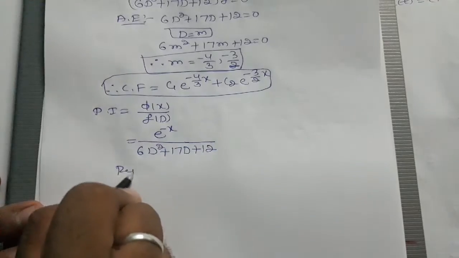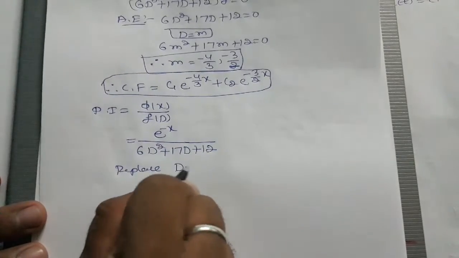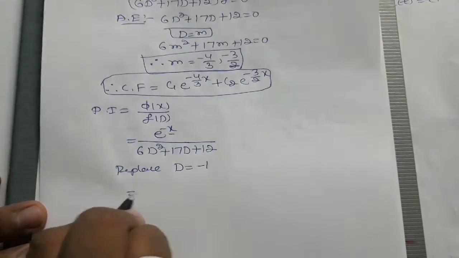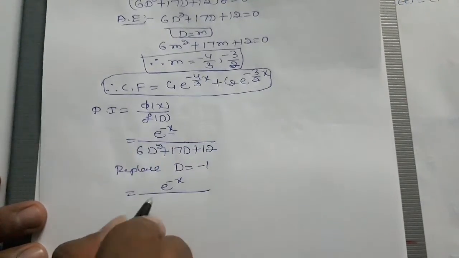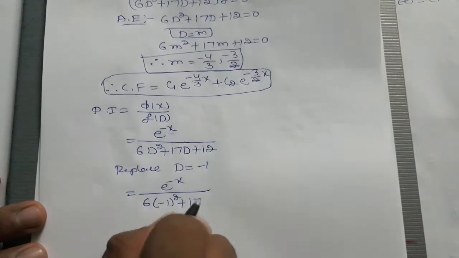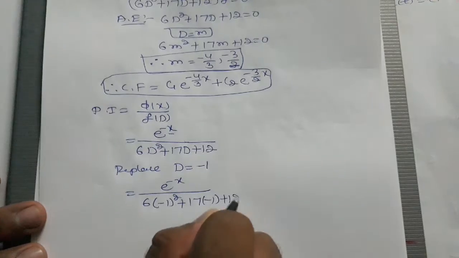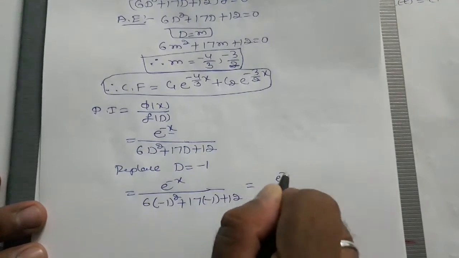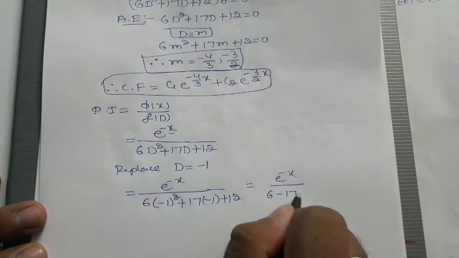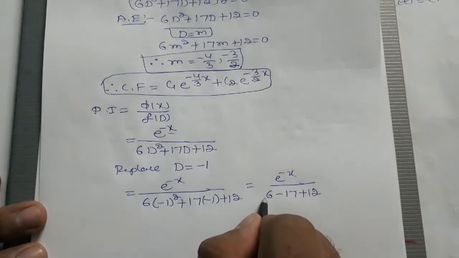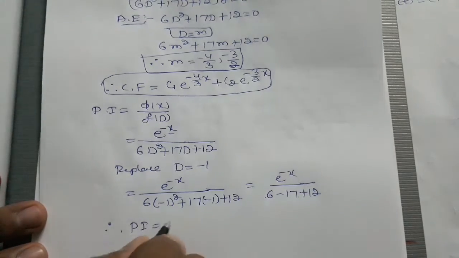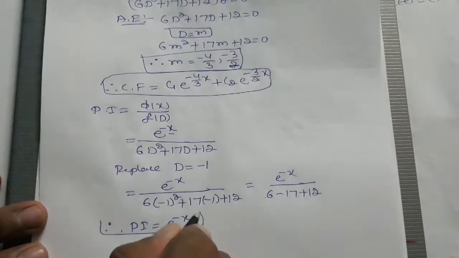Next we have to replace D by the coefficient of x, that is minus 1. So e to the power of minus x divided by 6 into, in the place of D, minus 1 square plus 17 into minus 1 plus 12. If you solve this, e to the power of minus x divided by 6, minus 17 plus 12; 6 plus 12 is 18, minus 17 is 1. Therefore we will get the particular integral as e to the power of minus x itself.